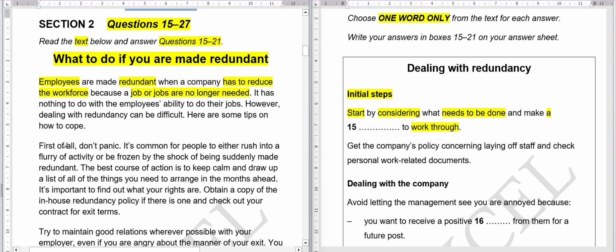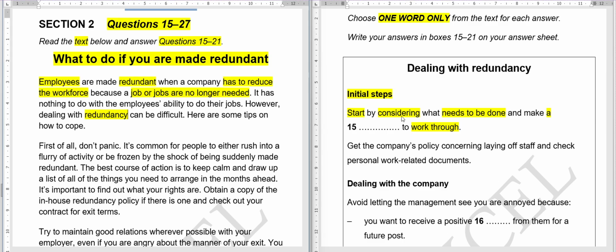However, dealing with redundancy can be difficult. Here are some tips on how to cope. Obviously, if you are fired from your job, it's not easy to take. Your whole world is turned upside down, because you have mortgages to pay, you have EMIs to pay, you have fees to pay. If you are married, if you have children, you have tuition fees to be precise. So there are a lot of expenses that a person has to bear, and that's why it is difficult to deal with this kind of situation. But we have been given some tips on how to cope.